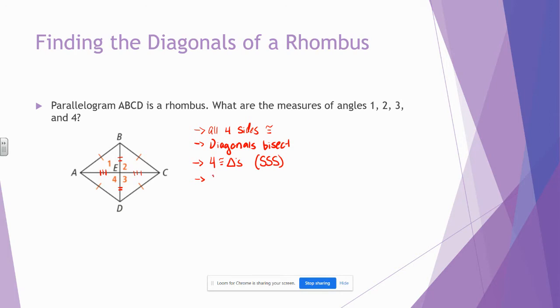We know that corresponding parts of congruent triangles are congruent, so that implies that all of these angles are congruent to each other. So angle 1 is congruent to angle 2, which is congruent to angle 3, which is congruent to angle 4. They all have to have the same measure.